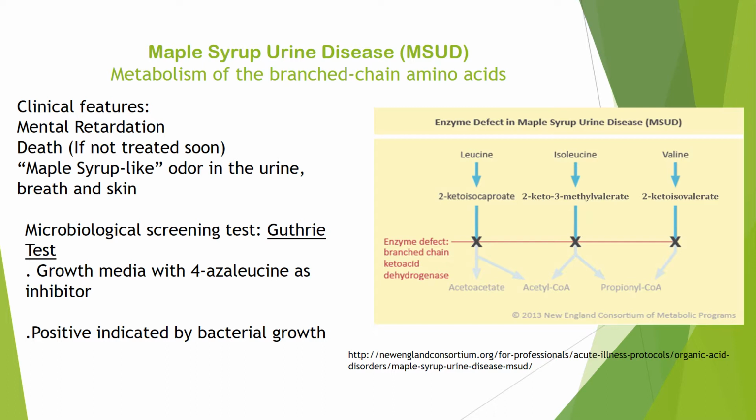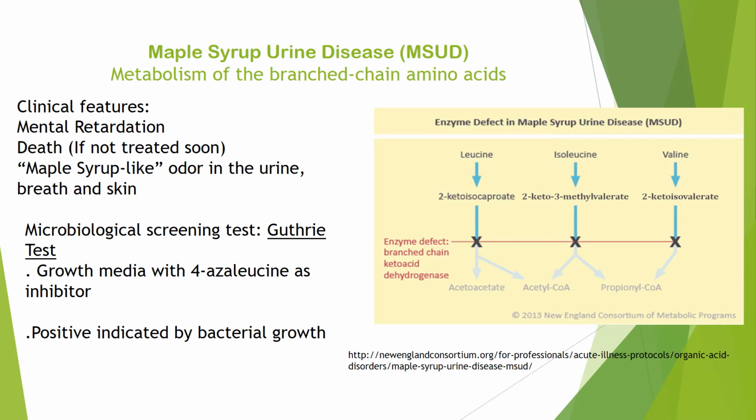Next up over here is maple syrup urine disease, or MSUD. Basically, this disease involves a defect in the ability to break down leucine, isoleucine, and valine, which leads to increased buildup. Clinical features of this disease include mental retardation and can lead to death if not treated soon. The reason it gets the nickname maple syrup urine disease is due to a maple syrup-like odor within the urine.